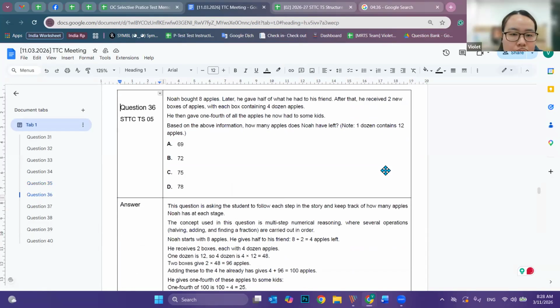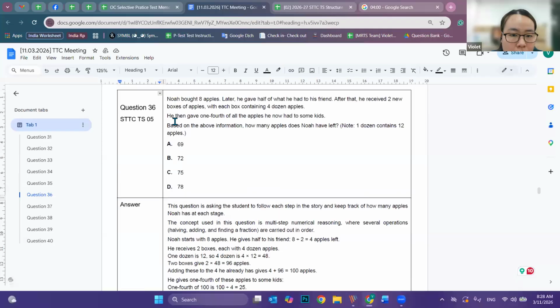So for question 36, the question asks, how many apples does Noah have left? He started with 8 apples and gave half to his friend, so he has 4 apples left. After that, he received 2 new boxes of apples. Each box contains 4 dozen apples, and 1 dozen contains 12 apples. So 2 boxes would give 96 apples, and with the 4 left, that gives him 100 apples.